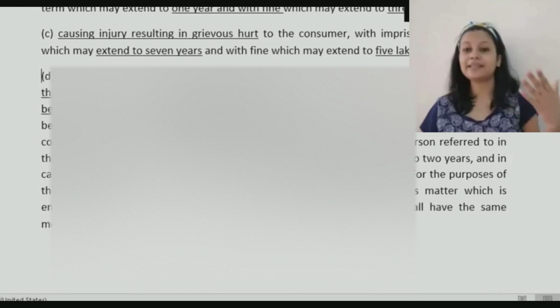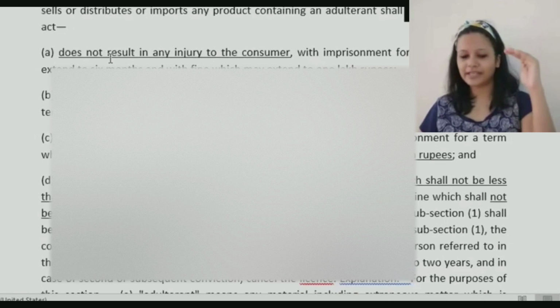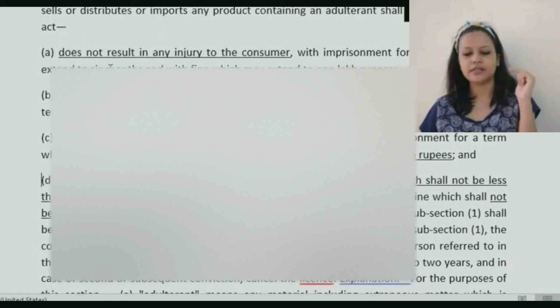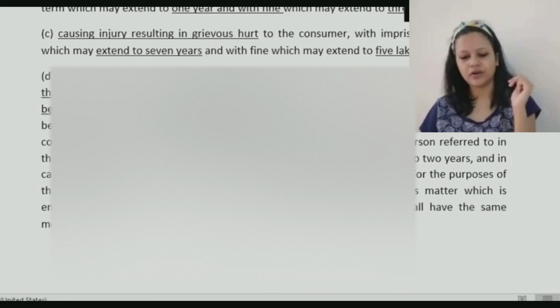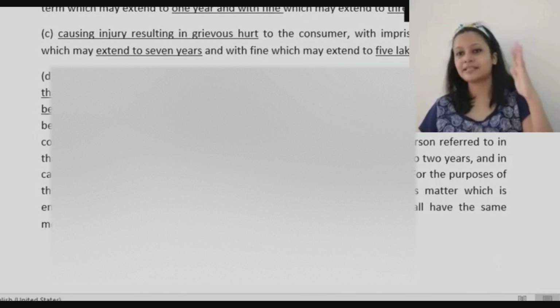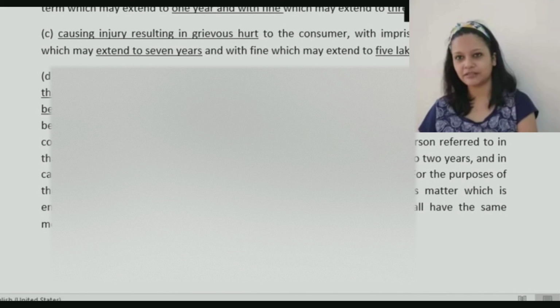And the final stage is death. So first stage, no loss is being caused, 6 months or with 1 lakh rupees fine. Secondly, hurt is being caused, where it will be 1 year or 3 lakhs rupees fine. Thirdly, grievous hurt is being caused, where it will be 7 years or 5 lakhs rupees fine. And last one is death is being caused, which is like very severe, the most severe of all these different punishments given.